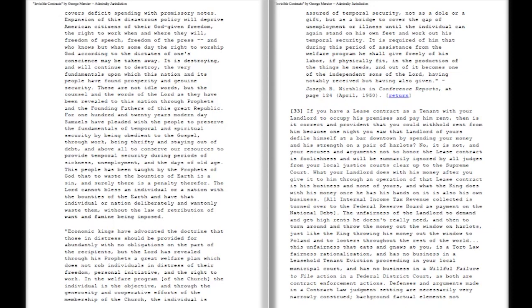Economic kings have advocated the doctrine that those in distress should be provided for abundantly with no obligations on the part of the recipients, but the Lord has revealed through his prophets a great welfare plan which does not rob individuals in distress of their freedom, personal initiative, and the right to work.